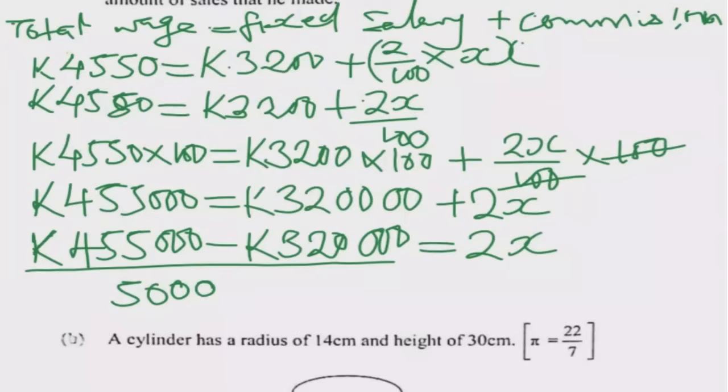Then 5 minus 2 will give us 3. Then 4 minus 3 will give us 1. So we have now 135,000 kwacha, which is equal to 2x. We need to find how much is sold, so we divide both sides by 2.